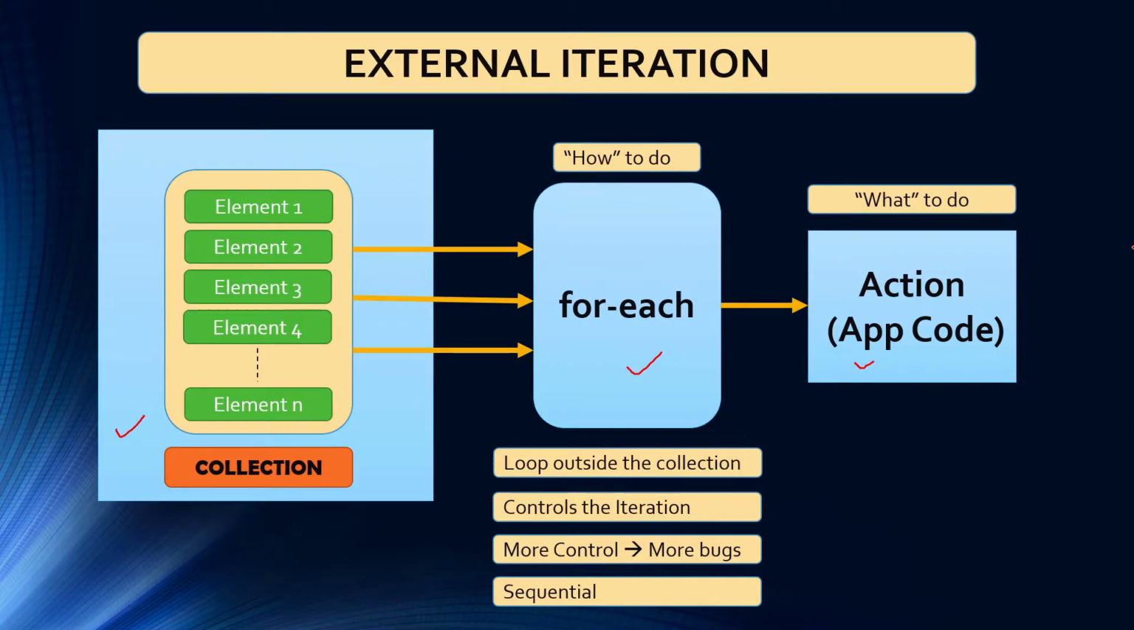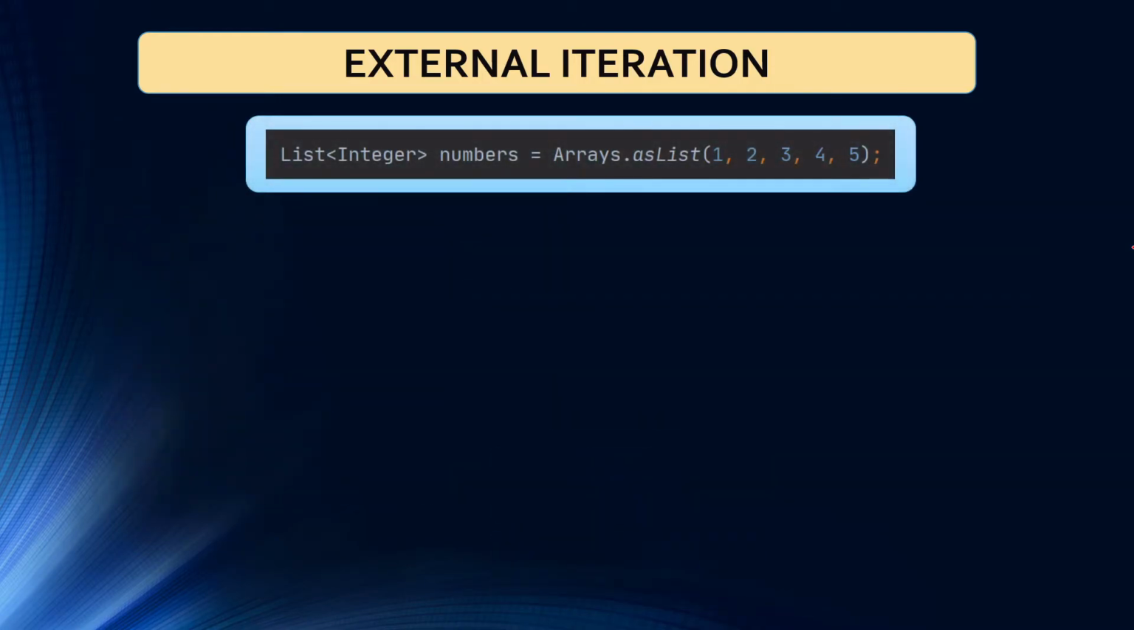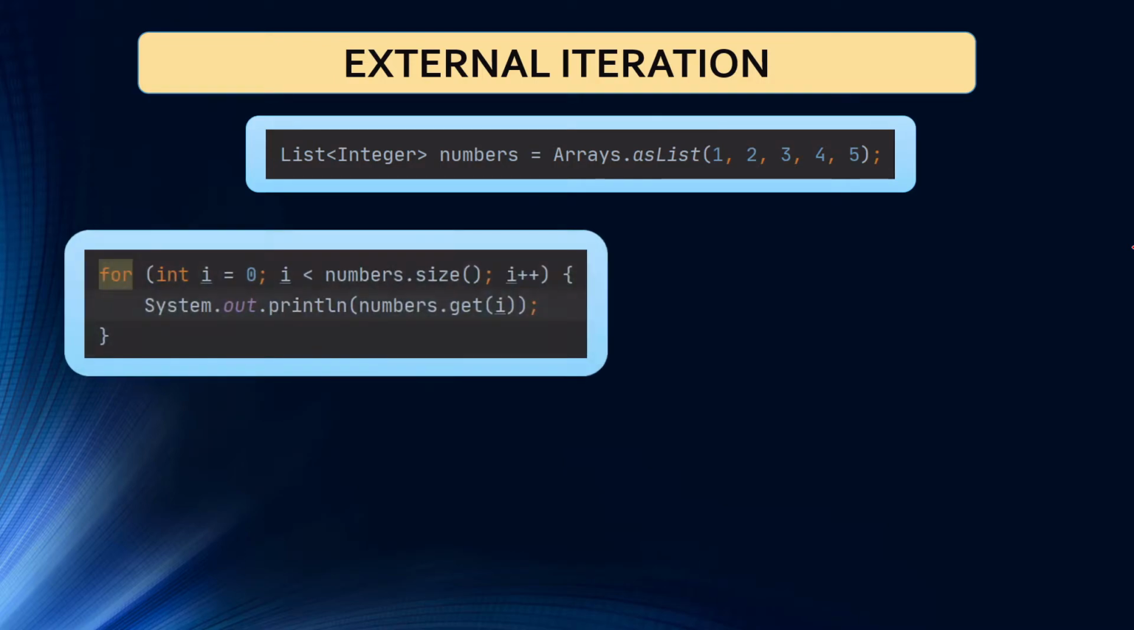Okay, so now let's take a look at different ways of external iteration. In every example, you will notice that the focus is more on how instead of what. So what we have over here is a list of numbers, and the first way of external iteration is using a for loop.